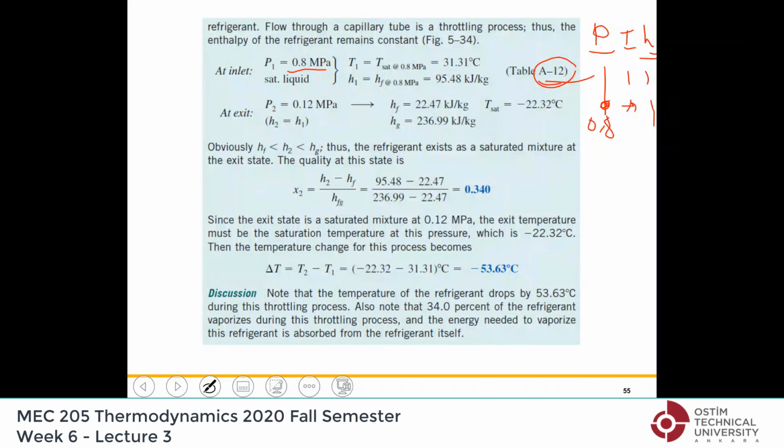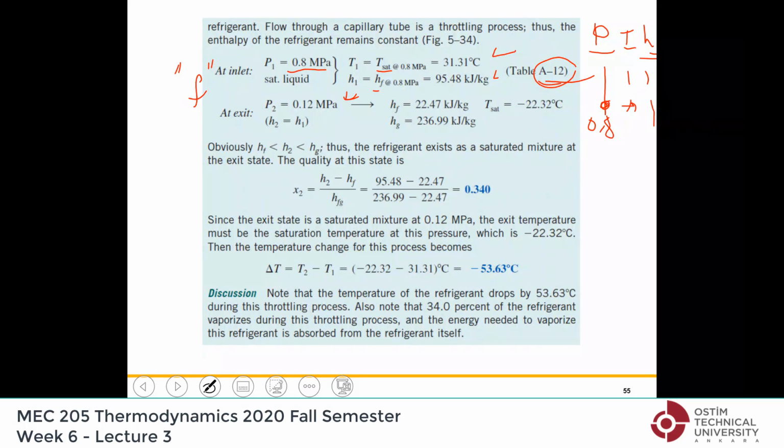For saturated liquid, the F properties. You read that the temperature is 31 and the enthalpy is 95. It is a saturation temperature and HF. Now at the exit, this is the pressure given. And H2 is equal to H1. So we need two properties to determine other properties.